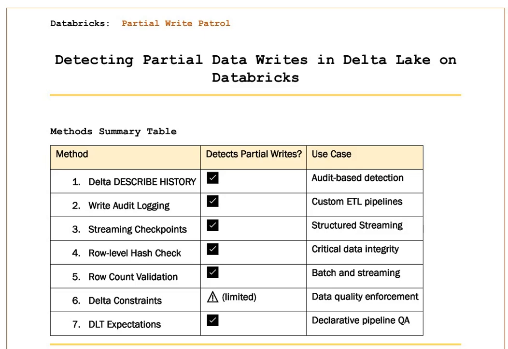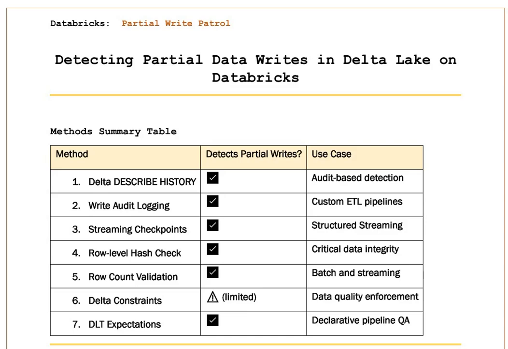We're tackling something really critical, but maybe sometimes overlooked. It's the problem of partial data writes in Delta Lake on Databricks. Think about it like you're copying a file and halfway through it just stops, but it looks like the file is there. That's kind of what happens here. Your data gets silently messed up, and that can lead to some really flawed decisions down the line.